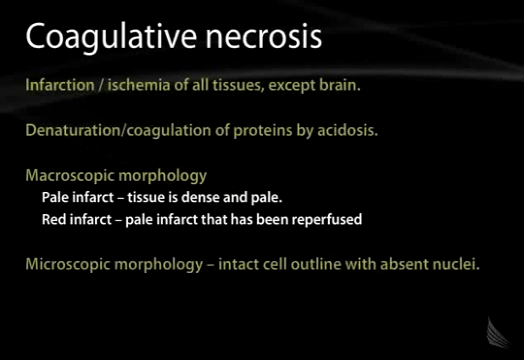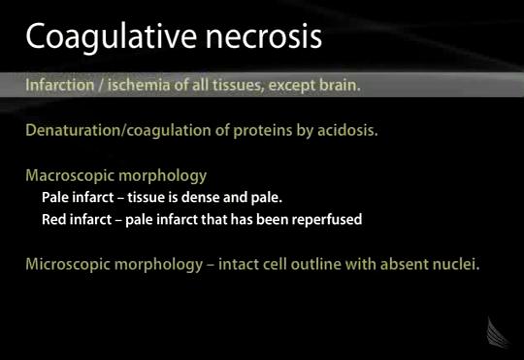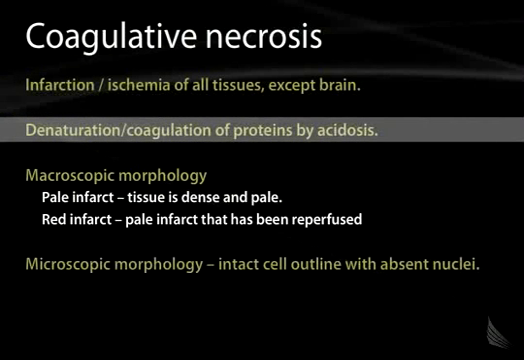The first type of necrosis that we'll talk about is called coagulative necrosis. And this is the type of necrosis that occurs with infarction or ischemia or hypoxia of tissues. And this occurs in all tissues except for the brain, which has a different kind of necrosis we'll talk about later. The hallmark of this type of necrosis is denaturation or coagulation of proteins in the cell by acidosis. And that's where it gets its name, coagulative necrosis.